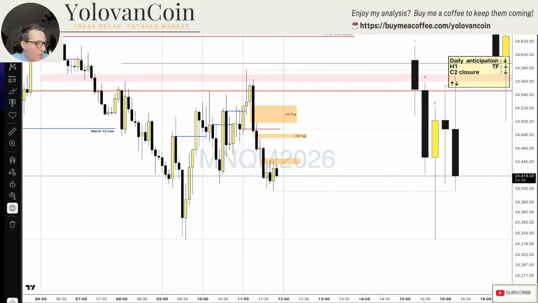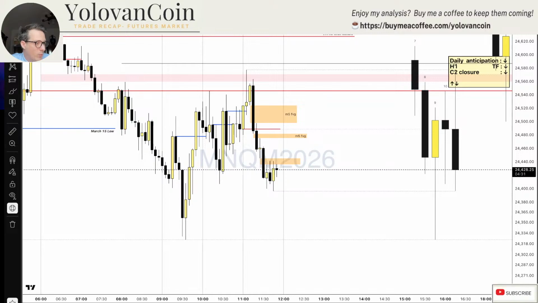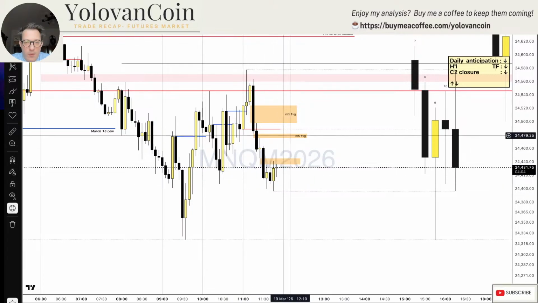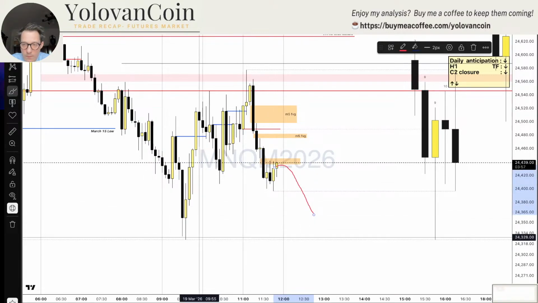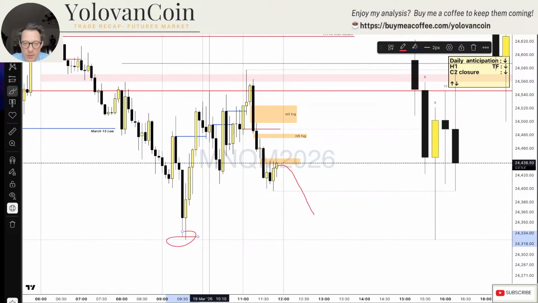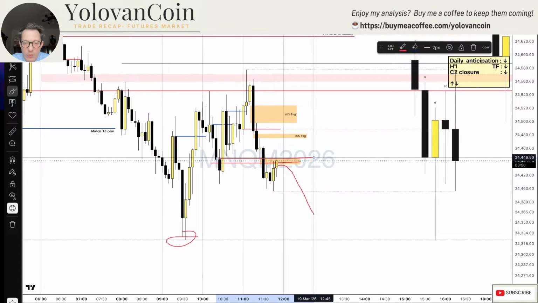On gold or on Nasdaq, I would like to see the 20,324-ish level. So now I want to see the price going lower from this level. First, I would like to see this one. So this low should hold the price going lower.